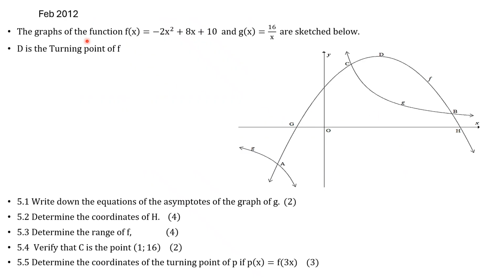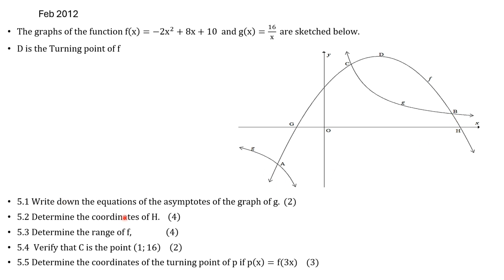So, graph f of x equals minus 2x squared plus 8x plus 10. You see the negative x squared, sad face pointing down. And g of x equals 16 over x, given in grade 10 format. So I have asymptotes at x equals 0 and y equals 0. The graph g is not touching the x and y axes. D is referred to as the turning point of f, so they've stated that for us. C and B are points of intersection, and A.